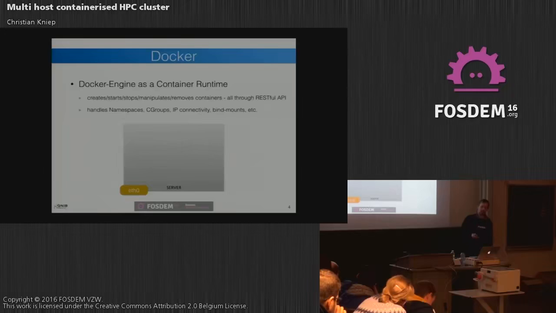So if we look at the Docker engine, the Docker engine is the runtime of the container that is provided by Docker Inc. There are other container runtimes, but here we will focus on Docker engine. It creates, stops, starts, manipulates the containers, all through a RESTful API, and it also handles the namespacing and cgroups and all that.